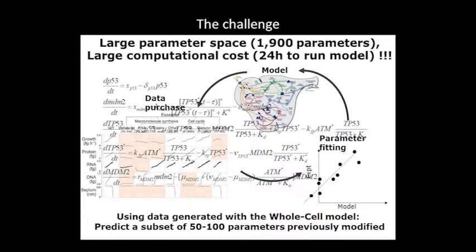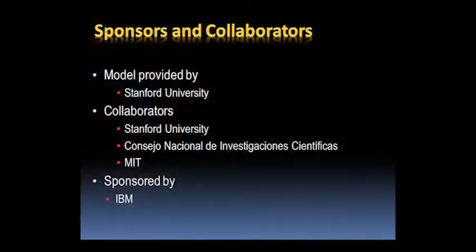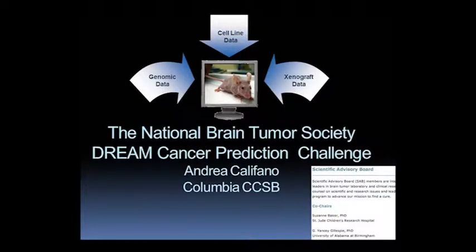The goal of it is to actually come in, use your computational methods to see if you can go ahead and make some predictions on what's going to happen in the experimental data. There's leave-out data, there's training data. So you've got the equations, you've got the data, you've got the leave-out data. Stanford has provided the model. Collaborators are with Stanford and MIT. It's sponsored by IBM.